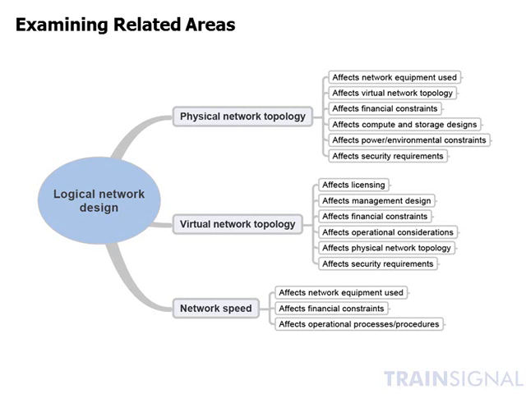So here we're talking about a logical network design, and then we have branches off of that for physical topology, virtual topology, that sort of thing, and then we branch off from there. But what if we were to center in on a discussion of the virtual network topology and then drive into the components that make up that and what those will affect? What might that look like?